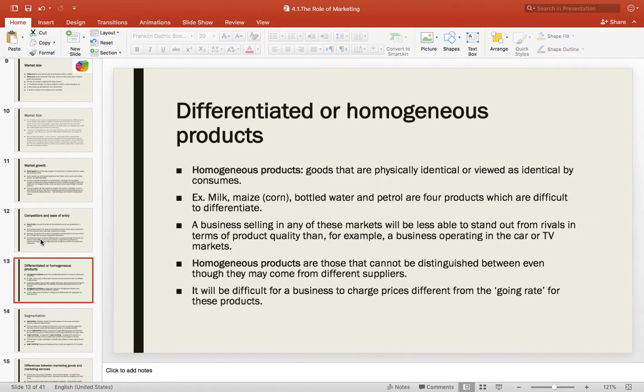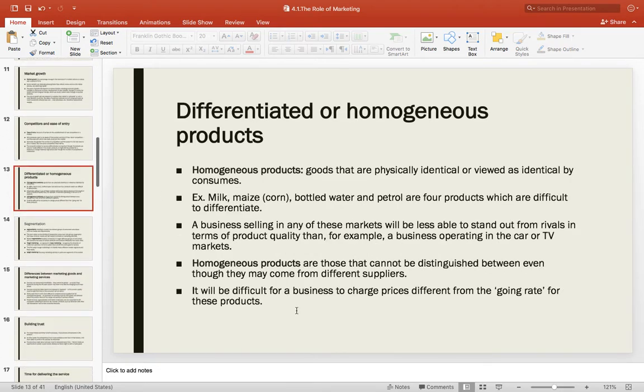Now, let's talk about differentiated or homogeneous products. Let's start with homogeneous products. What do I mean by homogeneous products? Simple. Homogeneous products are things like milk or water. We have different brands. Let's take milk as an example. We have, let's say, Al Marai.